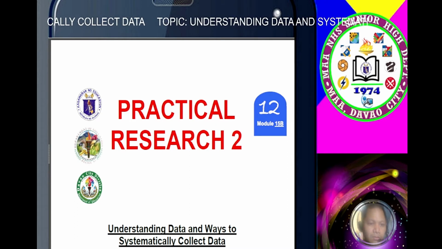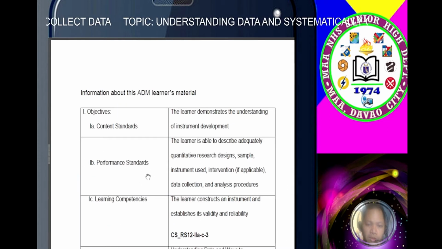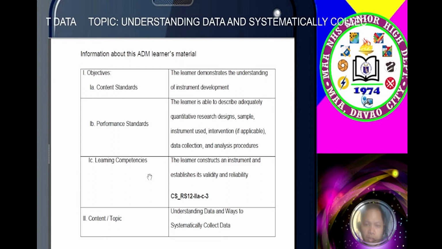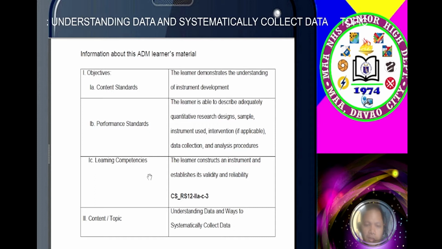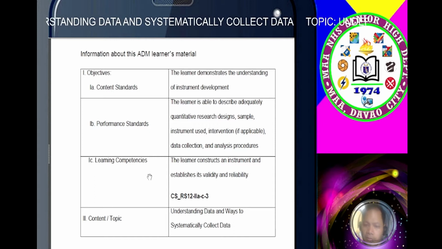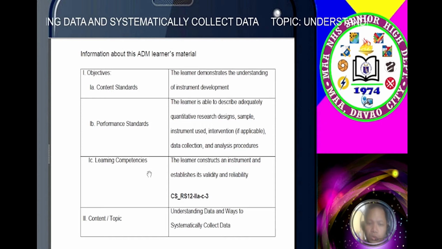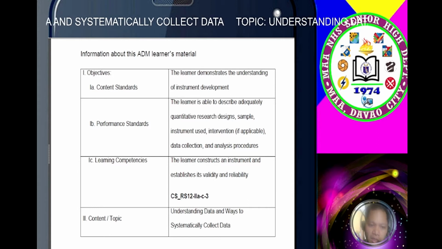This module, we'll have this competency: the learner constructs an instrument and establishes its validity and reliability. And our topic is understanding data and ways to systematically collect data.